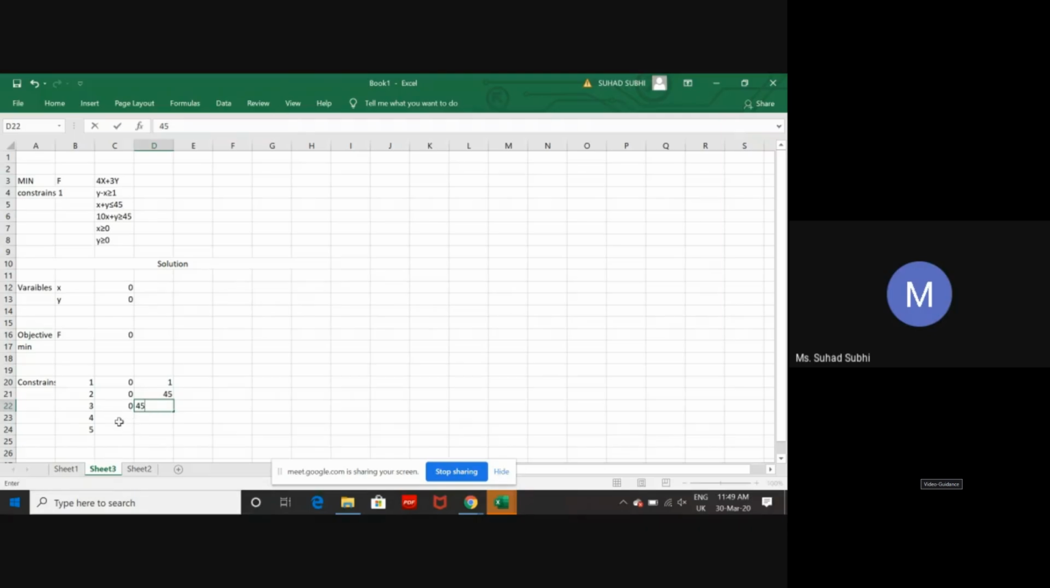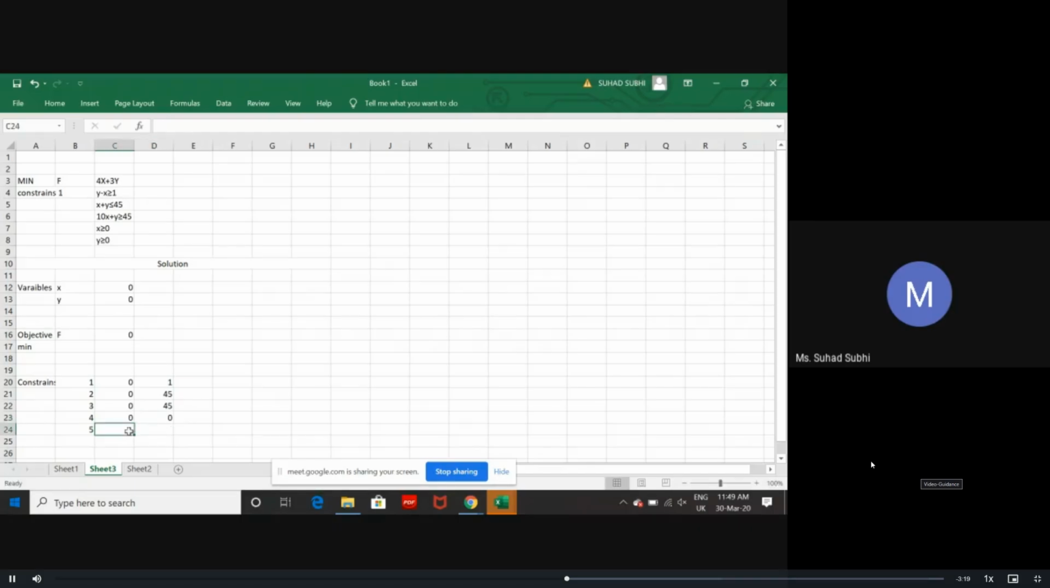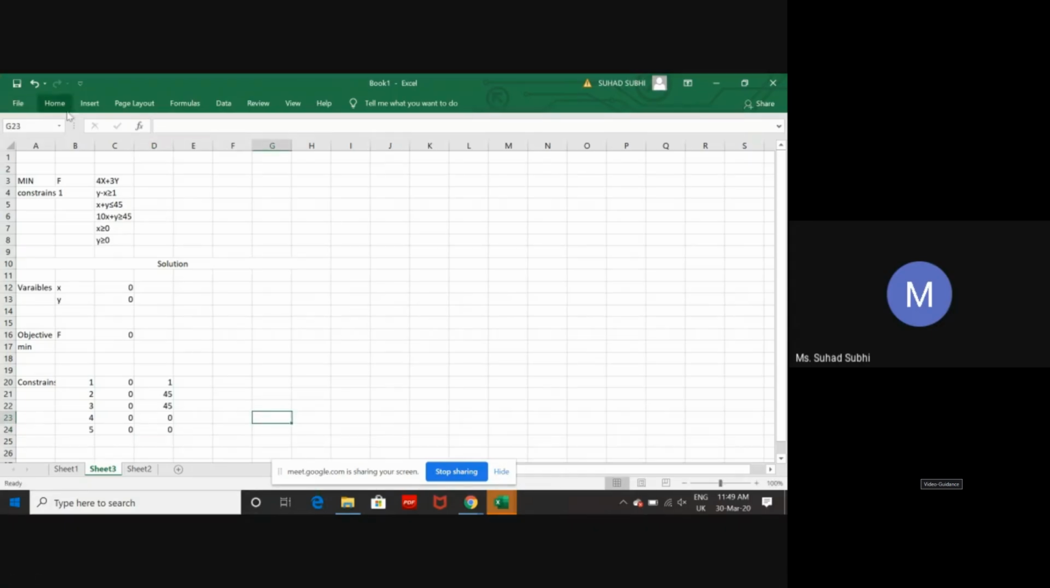Now the fourth constraint is about the variable itself: equals the value of x, enter, and it should be greater than or equal to 0. The last one is equals the value of y, enter, and again greater than or equal to 0. Tamam. Now we go directly to the data tab.